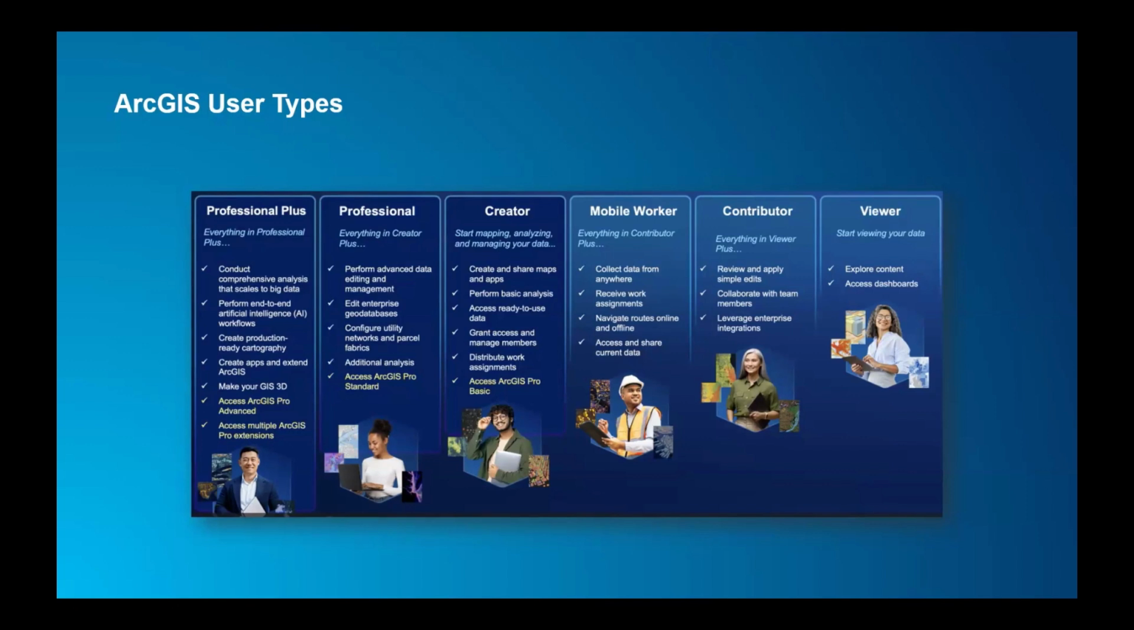The professional user type includes all the capabilities that you'll find in the Creator user type. This user type also includes the necessary tools to perform advanced data editing and manage databases. Your customers get to create and configure utility networks and parcel fabrics. The professional user type is equivalent to what you would have in your current organizational accounts as ArcGIS Pro Standard. So this has changed over to what is called ArcGIS Professional.